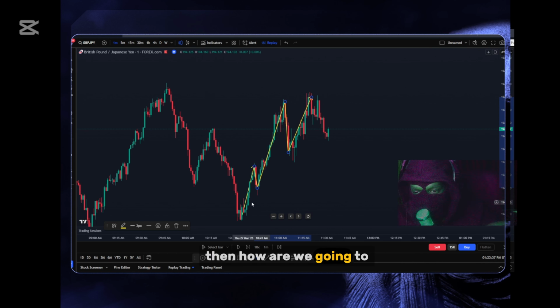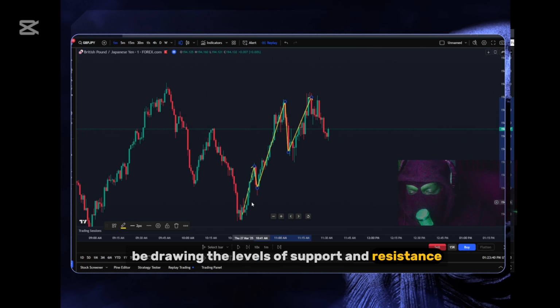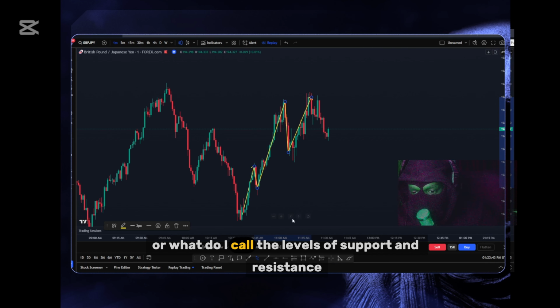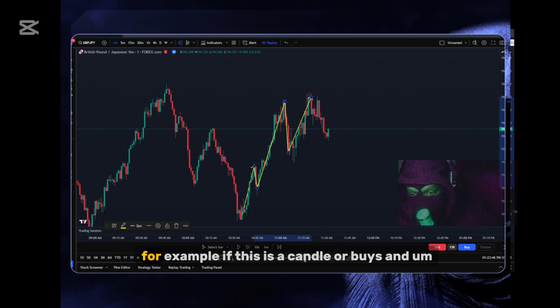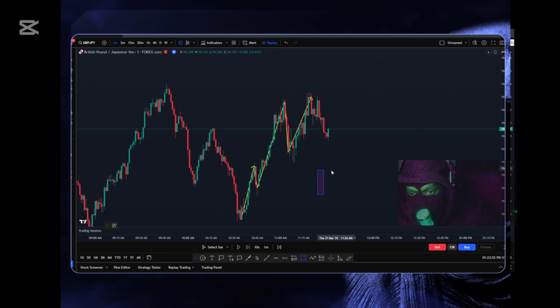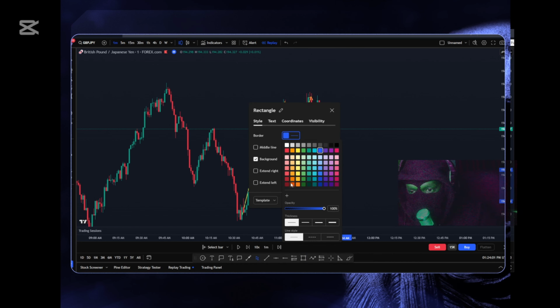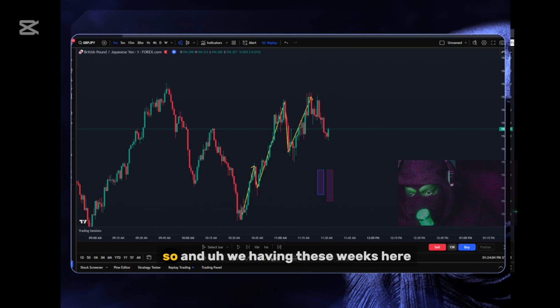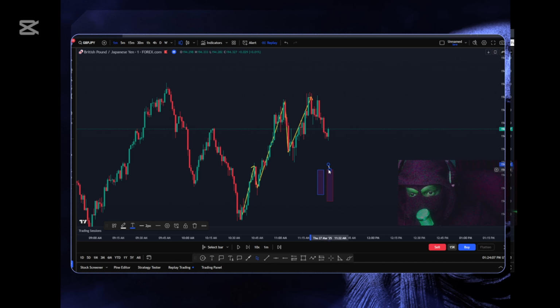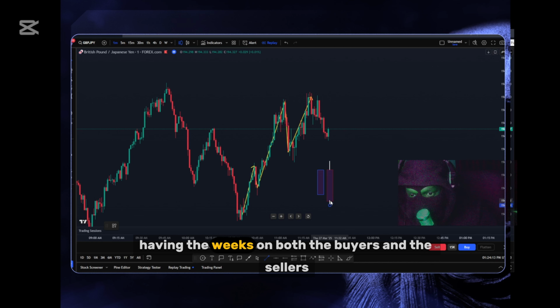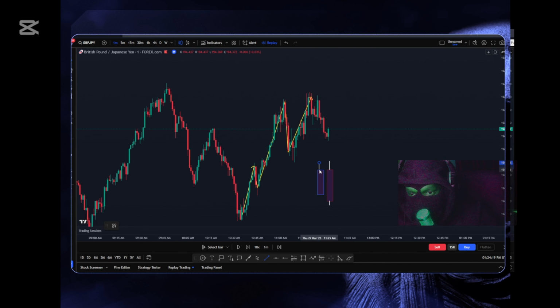Then how are we going to be drawing the levels of support and resistance? For example, if this is a candle for buys and we have this as a candle of sales, and we're having these wicks here, we're having the wicks on both the buyers and the sellers.